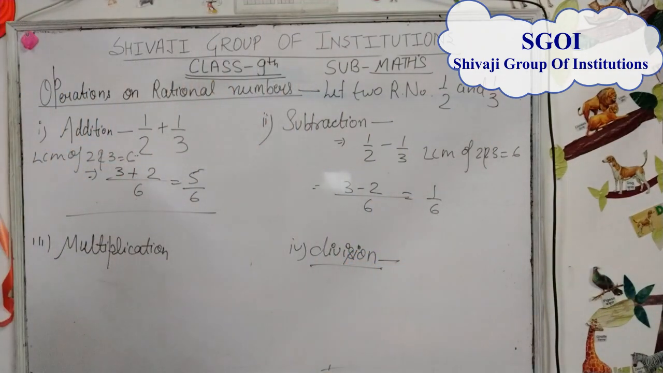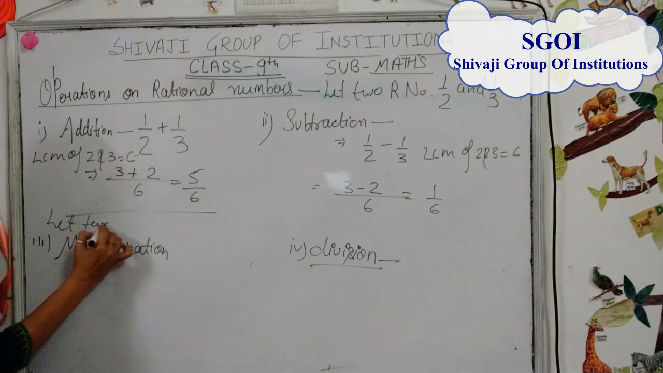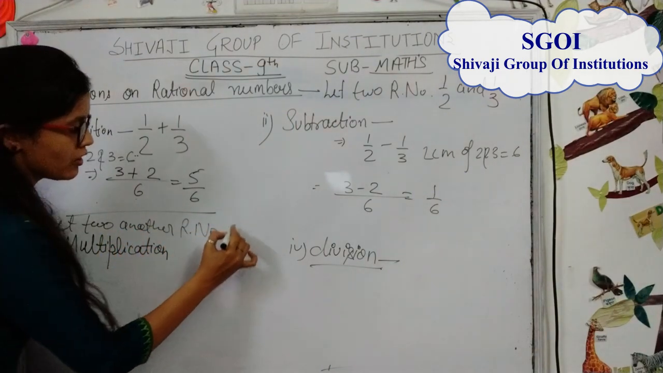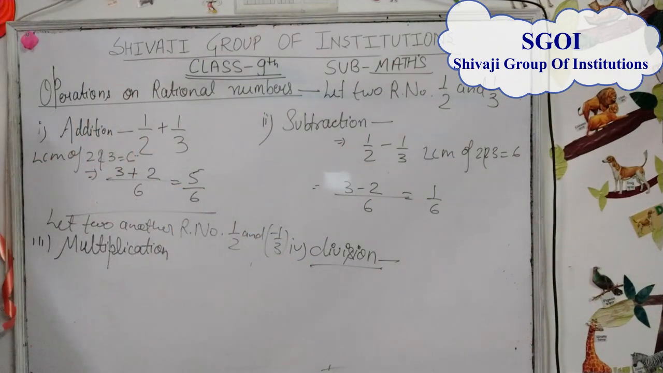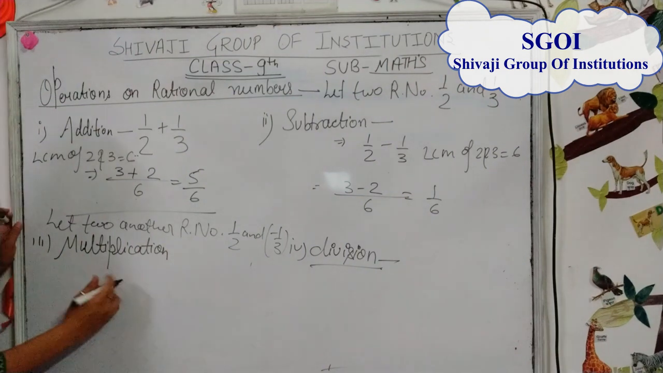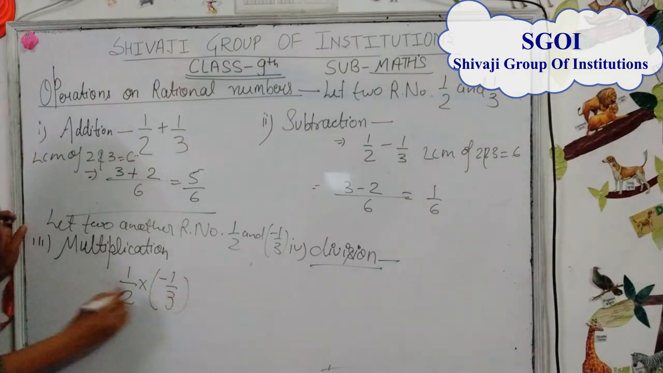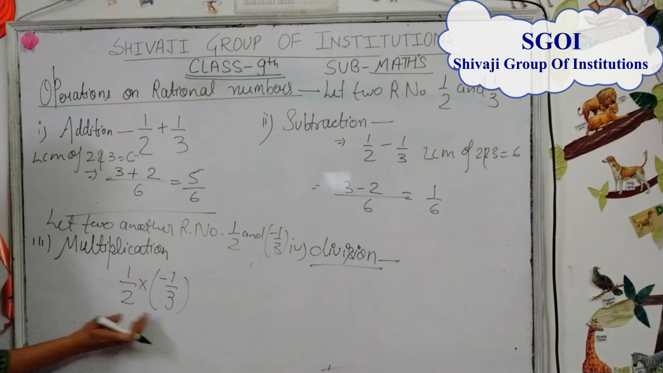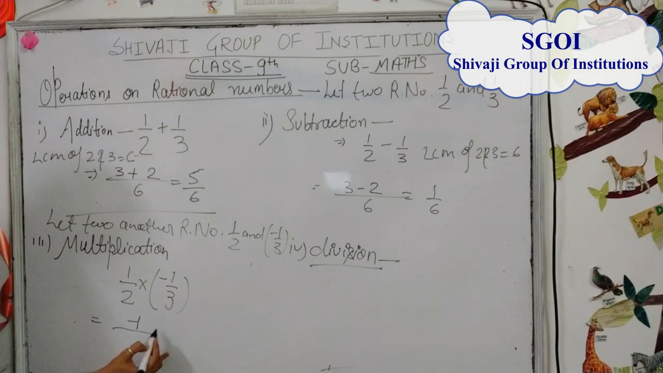Now let's take another pair of rational numbers, 1/2 and minus 1/3. When we multiply 1/2 into minus 1/3, in this case students, numerator multiplies by numerator and denominator multiplies by denominator, which means we get minus 1 into 1, minus 1, and 3 into 2, 6.